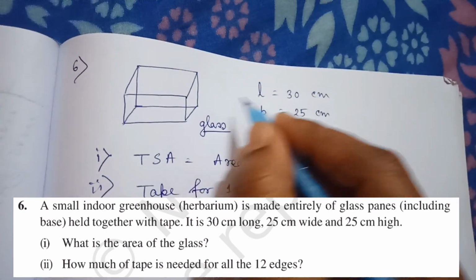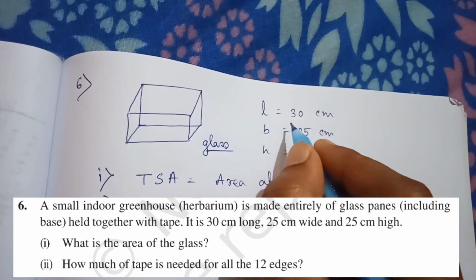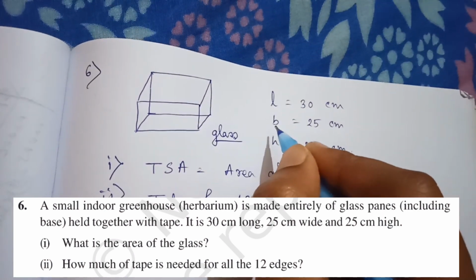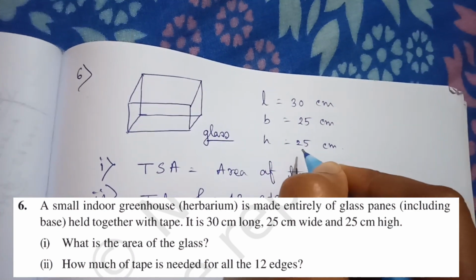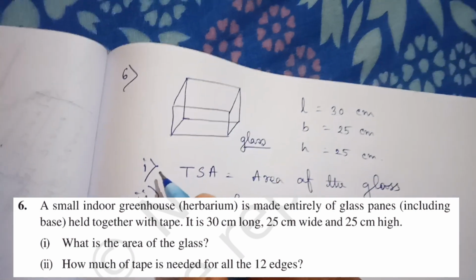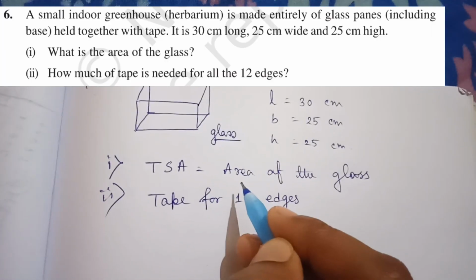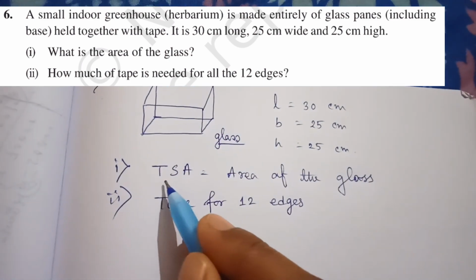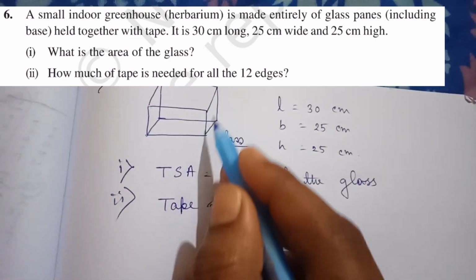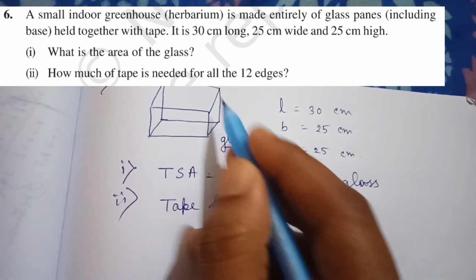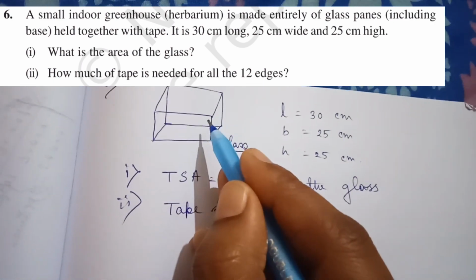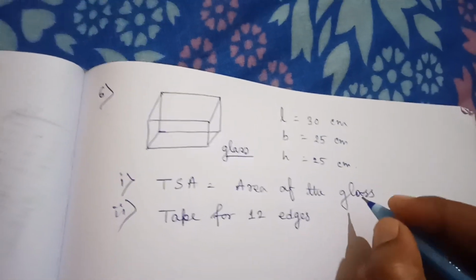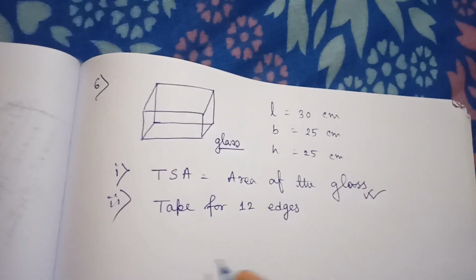Okay. Now it is given in the question that its length is 30 centimeter, breadth is 25 centimeter, and height, breadth means width is given, height is 25 centimeter. The first question is very simple, that you will find out area of the glass. Now total area of the glass is total surface area, because in the question it is told including top and bottom, everything, the whole box like figure is made of glass. So this is very simple.